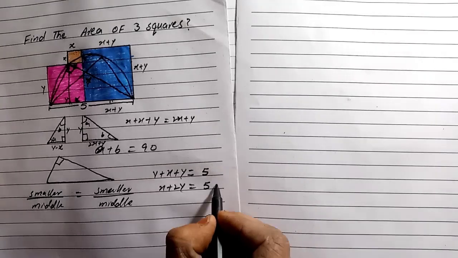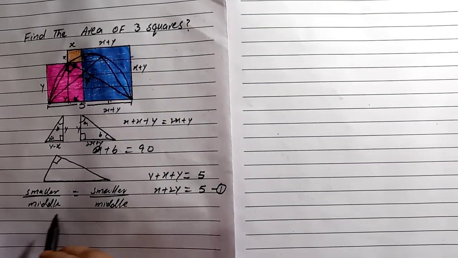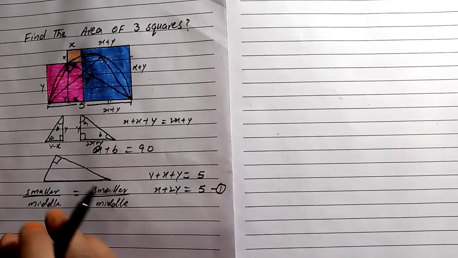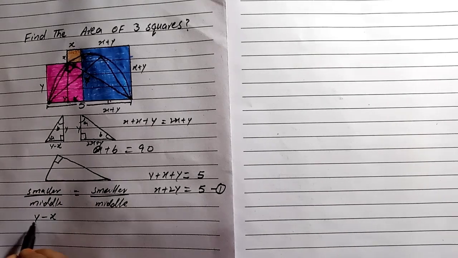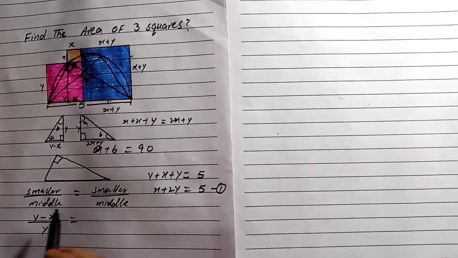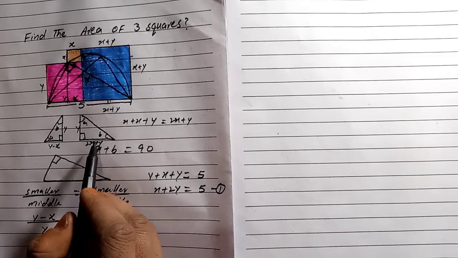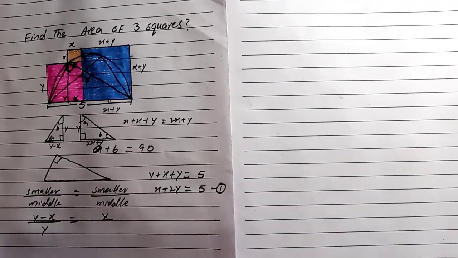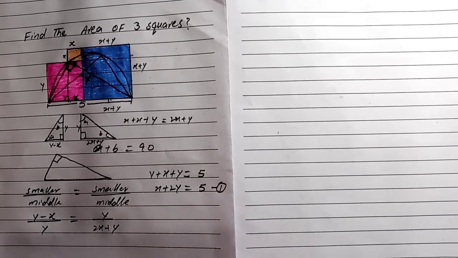This is our one equation. If we use this proportion, we can get the smaller side, which is equal to y minus x, divided by the middle side y. Then in this middle right triangle, we can get the smaller side, which is equal to y, and the middle side, which is equal to 2x plus y.